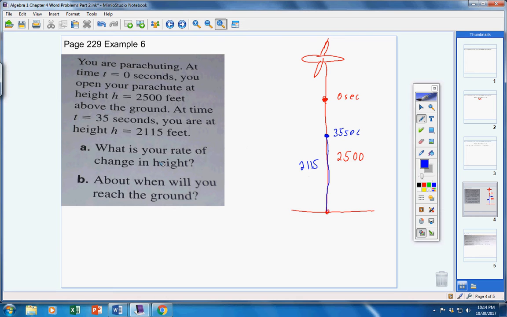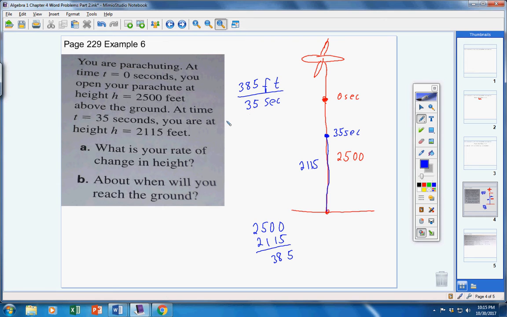Okay, so what is your rate of change in height? We're looking at feet, because we're dealing with feet, per seconds, because we're dealing with seconds. So you were at 2,500 feet, now you're at 2,115 feet. So how much have you dropped? Well, let's subtract and find out. You've dropped 385 feet. Now you did that in how many seconds? Well, you started at 0, 35 seconds later, you're here. So you did that in 35 seconds.